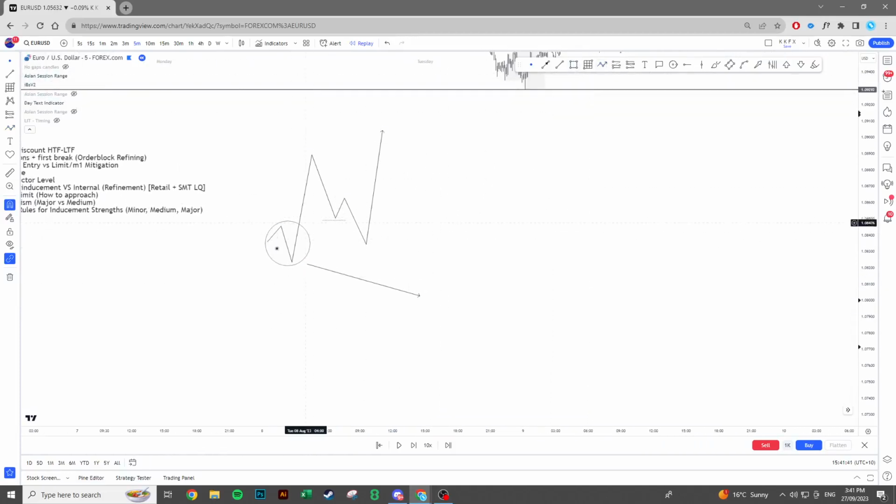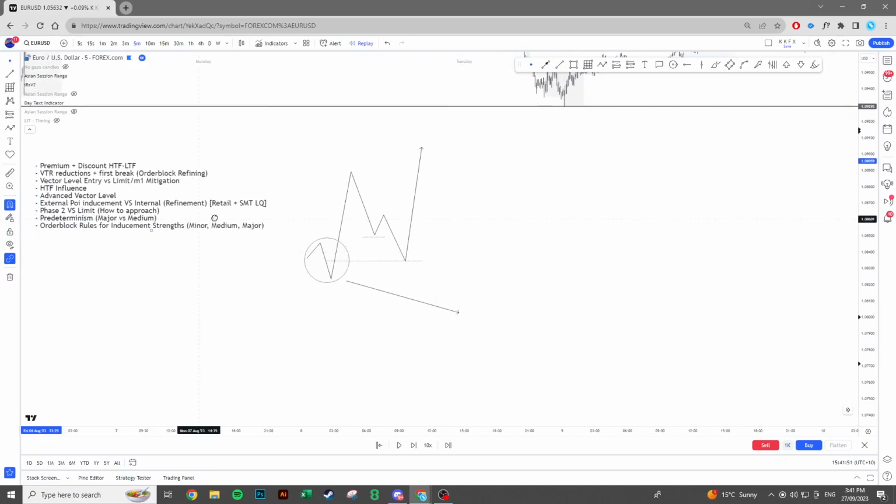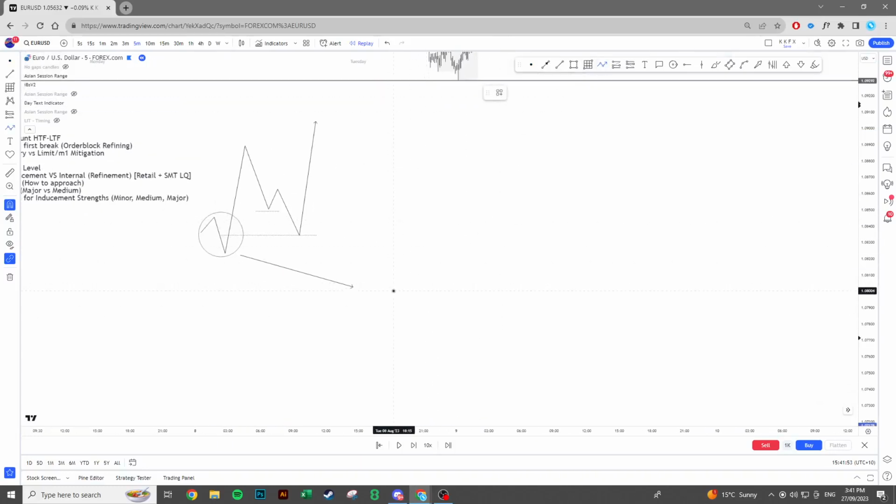So what's happening at this point? Why is price reacting from a certain level, being this level? There's a reason why price reacts from this certain level. So when we have a VTR, and let me just draw something a little bit different.